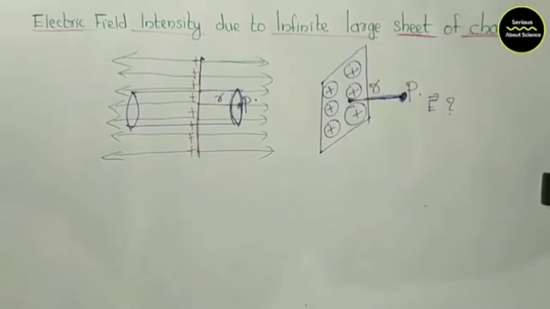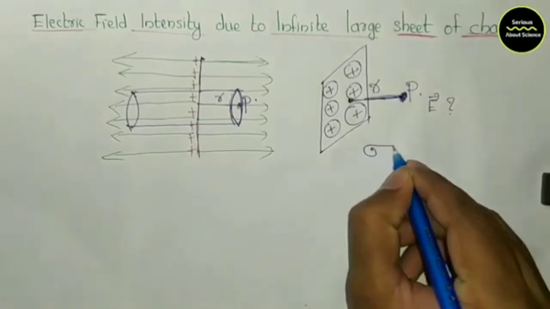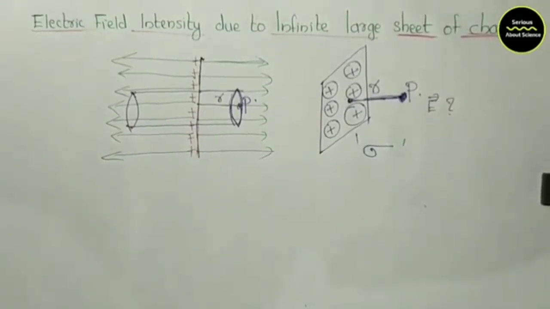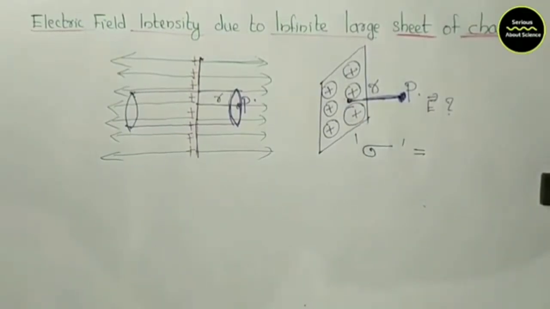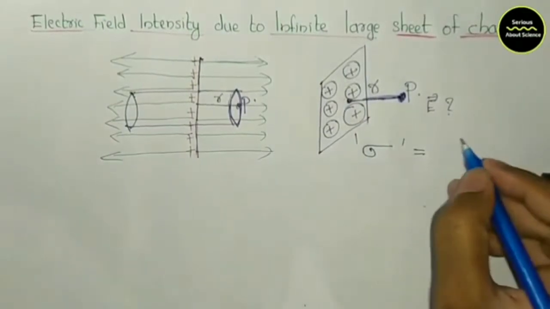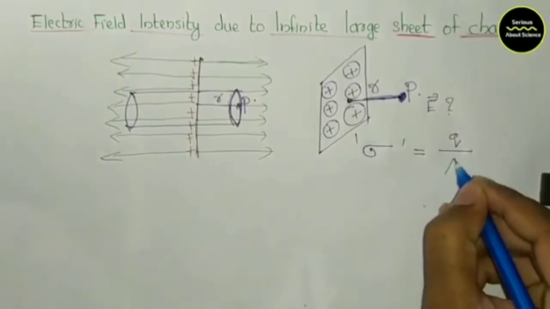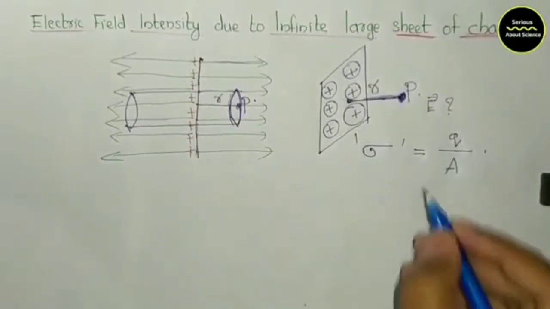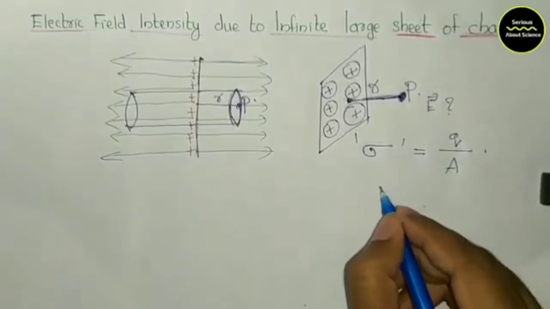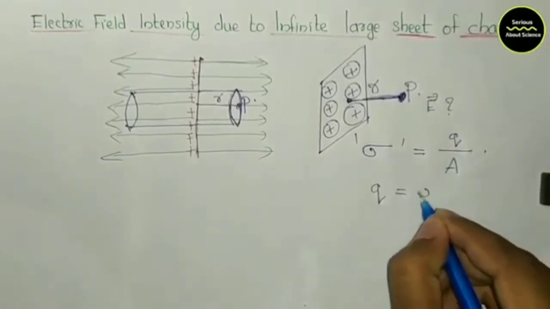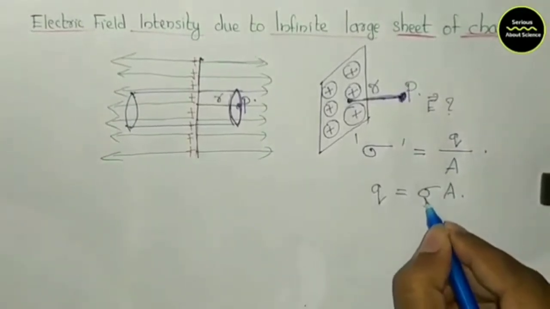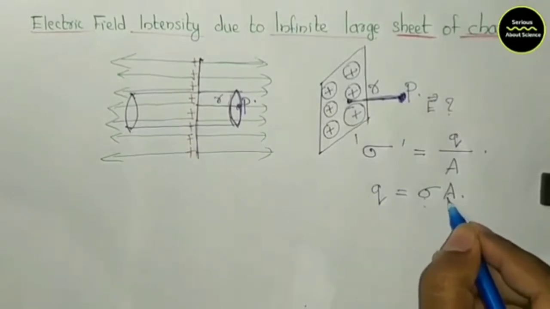As we studied earlier, now we look at surface charge density, sigma. Sigma will be equal to charge value divided by surface area. What is the value of charge density? Charge density sigma will be equal to Q by surface area A. So what is the value of Q from this equation? Q will be equal to surface charge density into surface area, sigma into A.